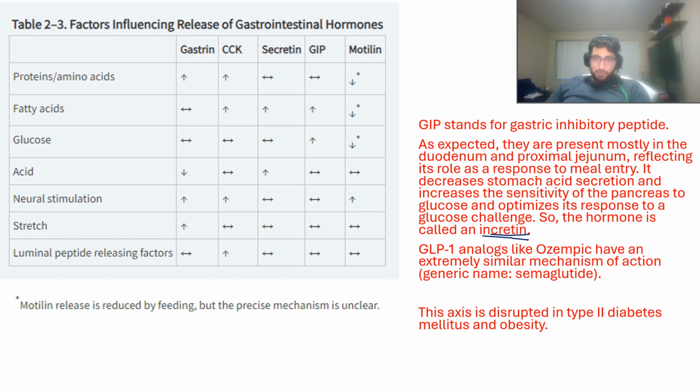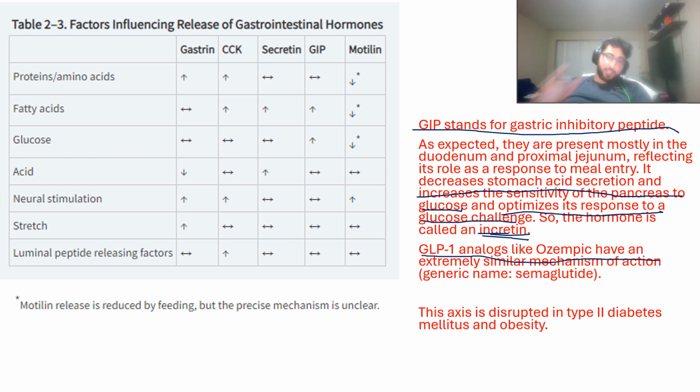Okay, so just gastric inhibitory peptides. First of all, they inhibit the stomach. That's why they're gastric inhibitory. It's like, hey, we have enough acid. We don't need more. But they're also incretins. So they increase the sensitivity of the pancreas to glucose. That glucose sensor is enhanced. We're not going to go into it now. And it optimizes its response to glucose challenge. And then you have these GLP-1 analogs like Ozempic that have a very similar mechanism of action, but they're shorter lasting. Now this axis gets inhibited, gets sort of screwed up in type 2 diabetes and obesity.